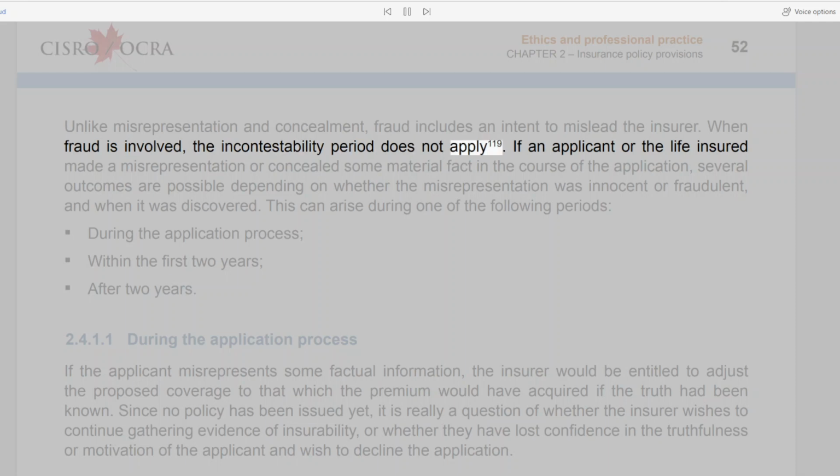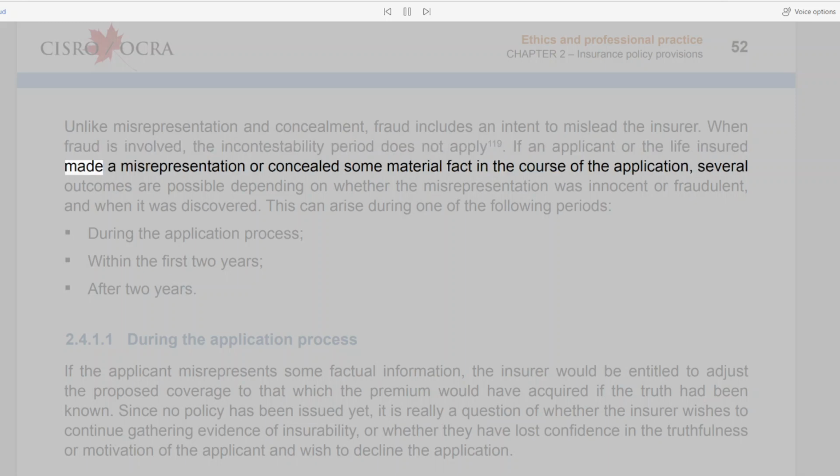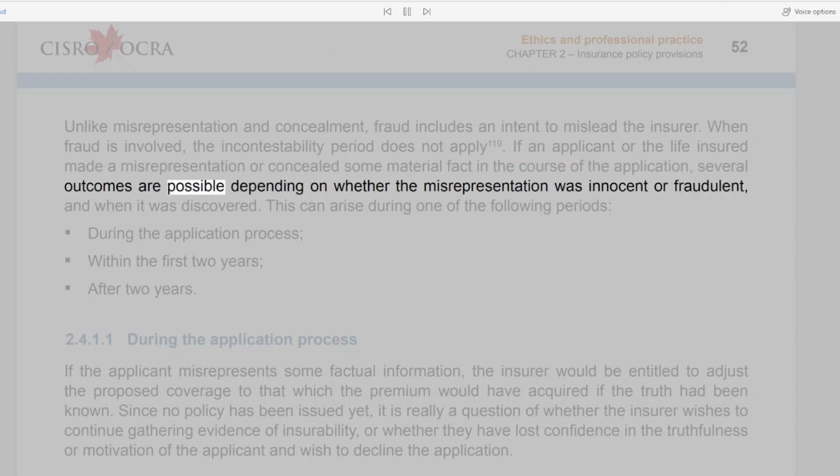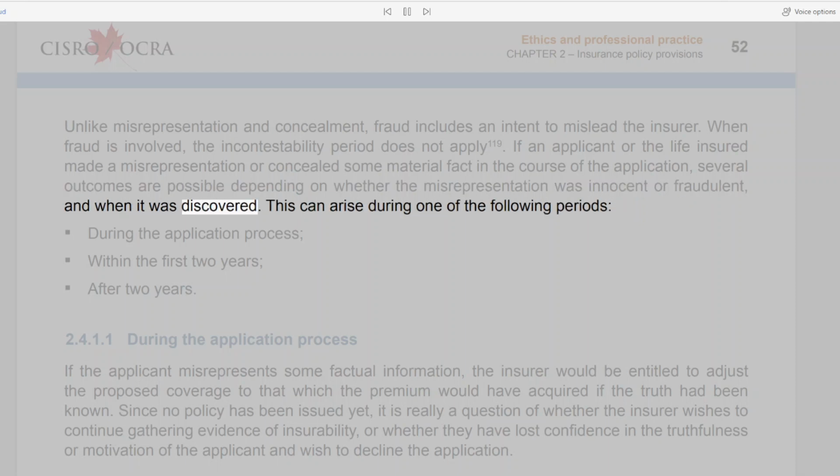119. If an applicant or the life insured made a misrepresentation or concealed some material fact in the course of the application, several outcomes are possible depending on whether the misrepresentation was innocent or fraudulent, and when it was discovered. This can arise during one of the following periods: during the application process, within the first 2 years, after 2 years.